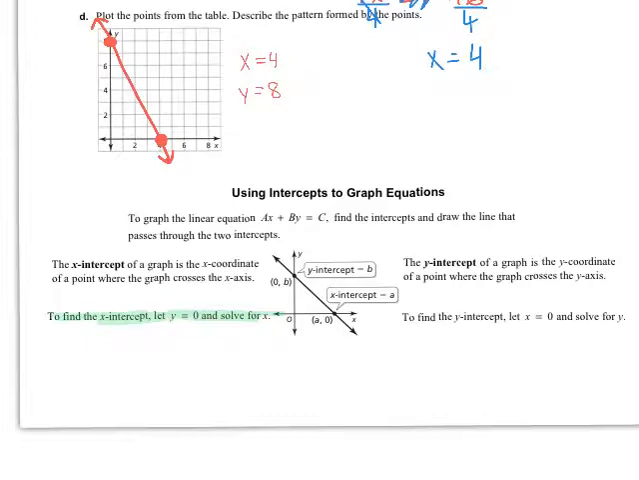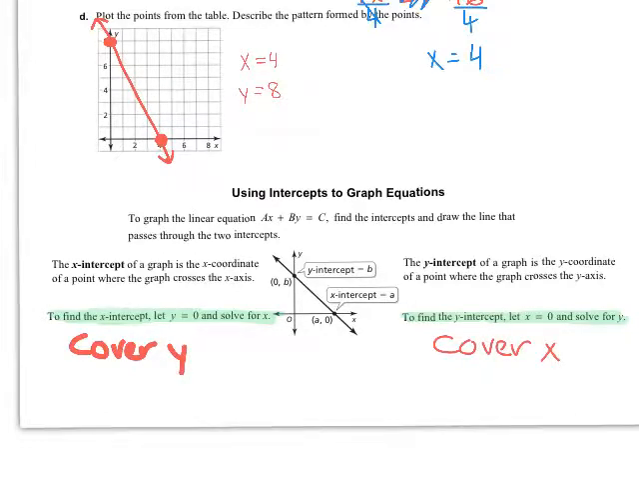To find the x-intercept, let y be 0 and solve for x. That simply means cover y. So you cover up y to find the x value. Then the second thing, to find the y-intercept over on the right, let x be 0 and solve for y. That again simply means that you want to cover x.